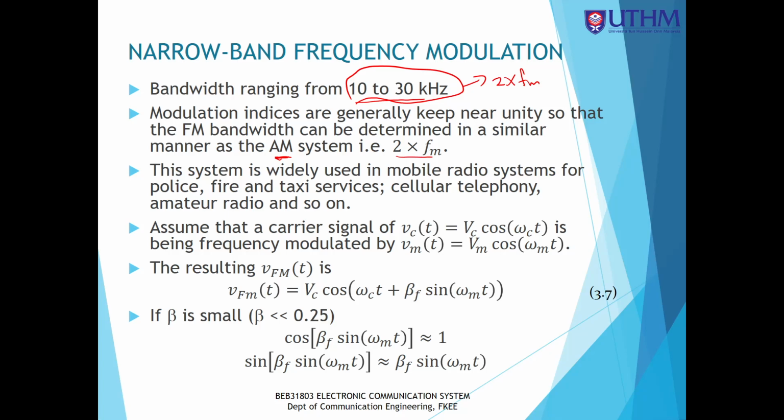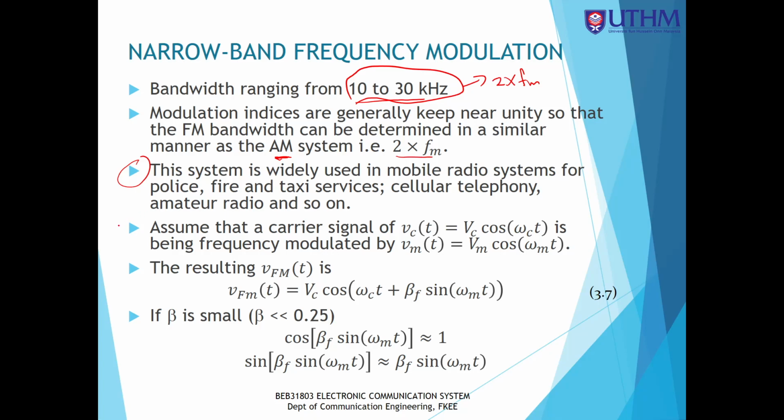Okay, sistem FM ini memerlukan bandwidth, sebenarnya memerlukan bandwidth yang lagi besar daripada AM. So this narrowband system is widely used for mobile radio systems for police, fire and taxi services, cellular telephony, amateur radio and so on. So there are many applications that use narrowband FM.